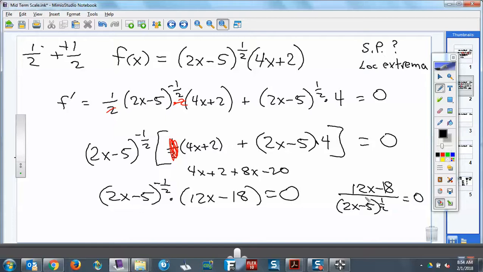Now where does a fraction equal 0? When the top is 0, so your stationary point would be at 18 over 12, or 3/2, right? So your stationary point would be there, but this would be where the derivative is undefined, and you have to check that for a local max or min. So you would take your 3/2, which you get when the top is 0, and 5/2 would be where the derivative is undefined, and there might be a sharp point there, which could still be a local max or min. So on your number line, you'd have to put both of those.